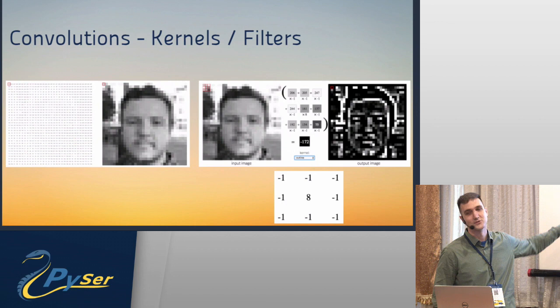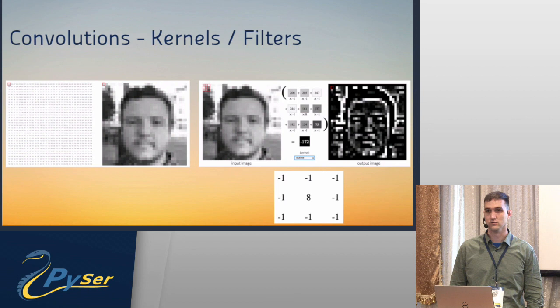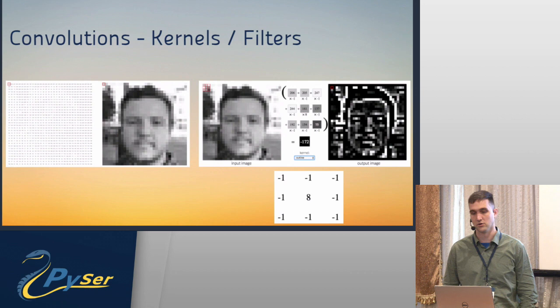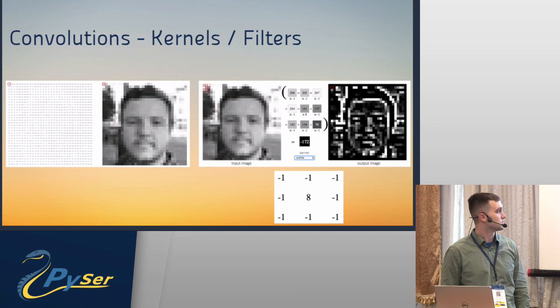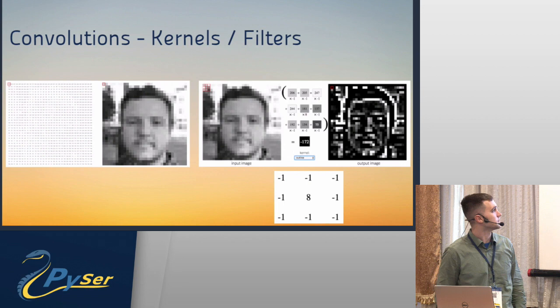The basics of image processing are these convolutions, which means applying these kernels, or as you probably know, filters. These filters are just matrices that you apply to the image. You can see one example down there. It's a 3x3 matrix with -1 and 8. When you apply this filter to the image on the left using convolution, you get an image that looks like the one on the right.